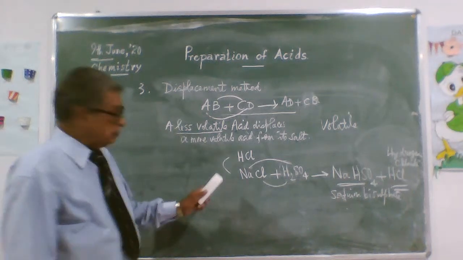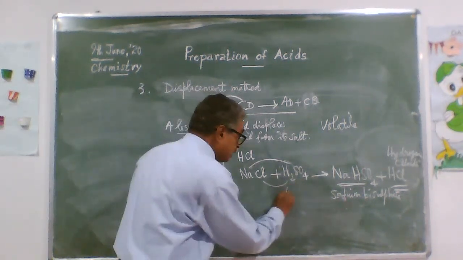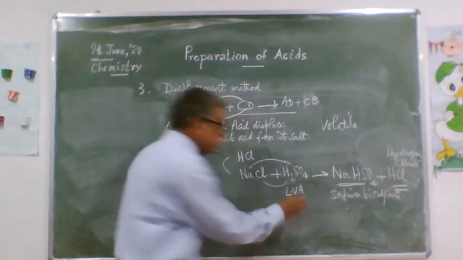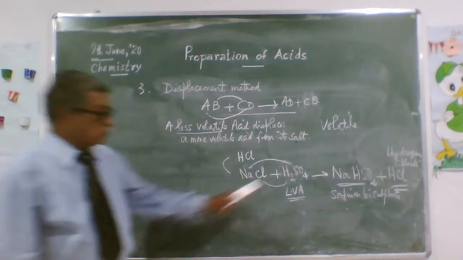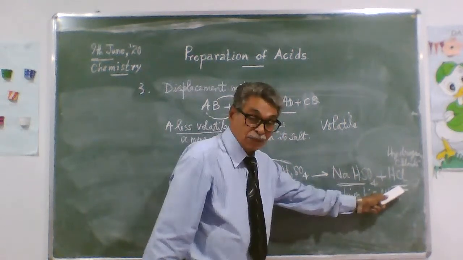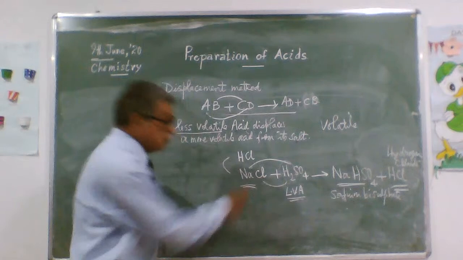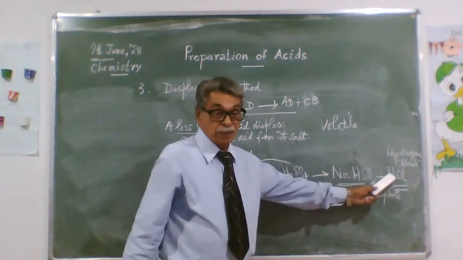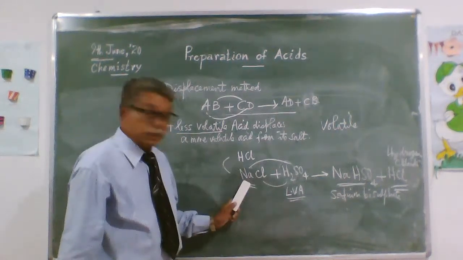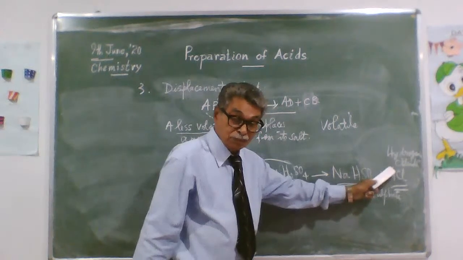So you see here a less volatile acid. LVA stands for less volatile acid. A less volatile acid displaces a more volatile acid from its salt. This is the salt of hydrochloric acid. Hydrochloric acid's salt is NaCl. So from NaCl, sulfuric acid is able to displace hydrochloric acid.